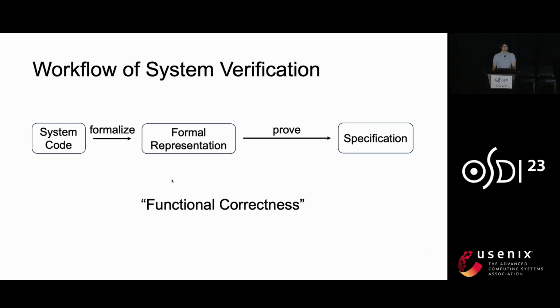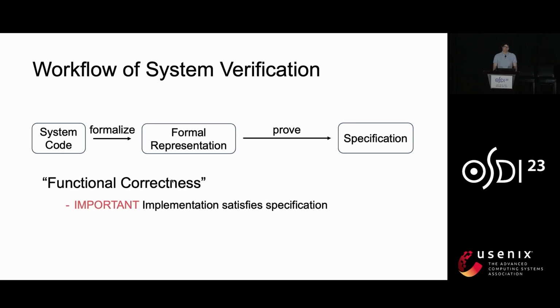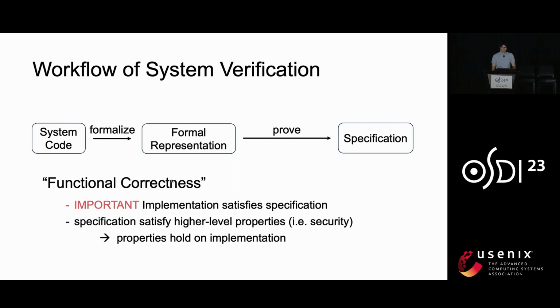The typical workflow is to first translate the source code into some formal representation, and then prove the formal representation satisfies our specification. This process is so-called functional correctness proof. It is important since it guarantees the system implementation satisfies the specification. That means if you further prove that the specification satisfies some higher-level properties such as security, the properties will also hold on your implementation.